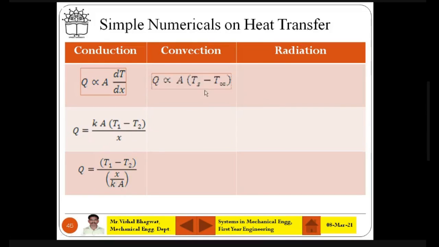Okay, fine. So in convection, the heat transfer or flow of heat is proportional to the area normal to the heat flow direction, or in the direction of heat flow.